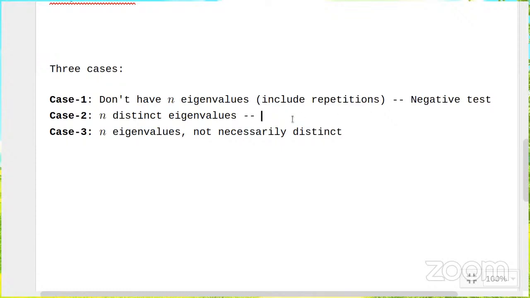If you have n distinct eigenvalues, then it's a positive test. I am positively saying that you can diagonalize the matrix if there are n distinct eigenvalues. Now, the third case is you have n of them, but they are not distinct, so you can't enter into case 2. This is also not the same as case 1, where you don't have n eigenvalues. You have n eigenvalues, but unfortunately they repeat. They certainly do repeat, so this is the no man's land that we fall under. Is this clear? The three cases.